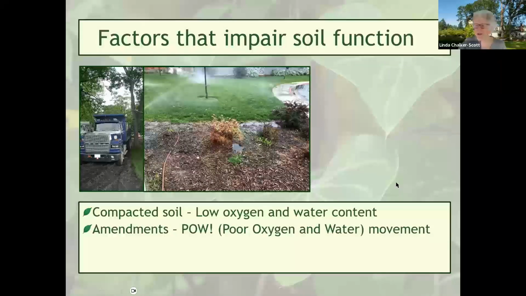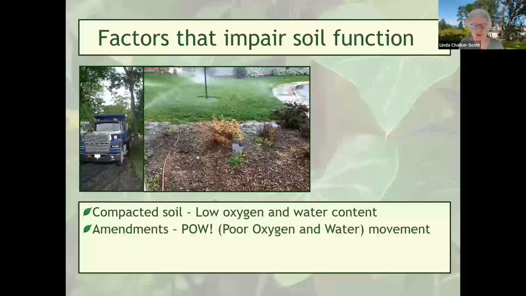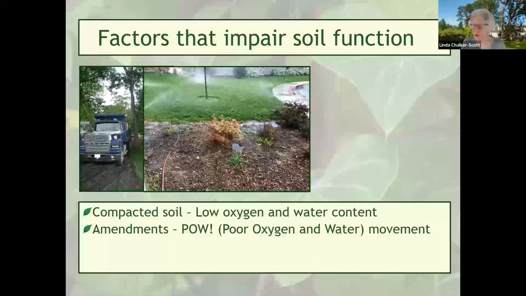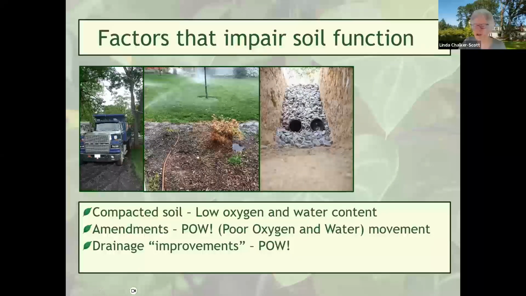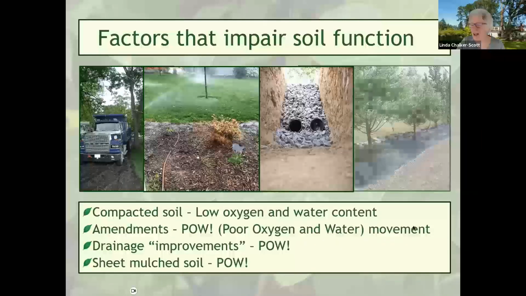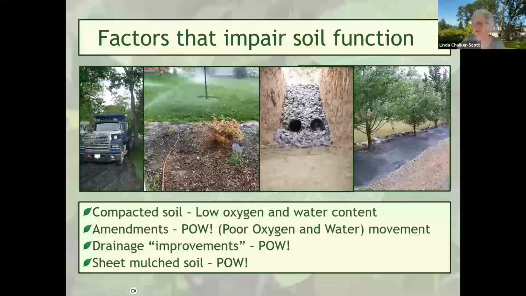Then we have amendments, and I have a great acronym for what it causes. If you amend your soil, amending means working stuff into the soil, you can cause poor oxygen and water movement, and my acronym for that is POW. We'll talk about why in just a minute. If you have drainage "improvements," which I've got in quotation marks because they're really not improvements, that's also a POW. That's going to cause some problems, and we'll discuss that. And finally, if you use a sheet mulch of any sort, that's also a POW.